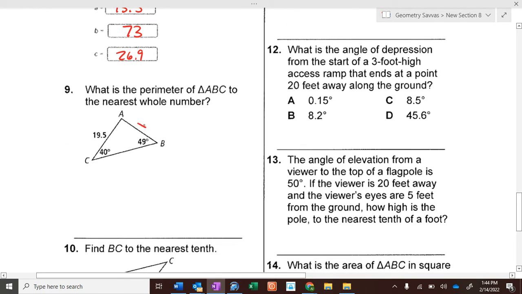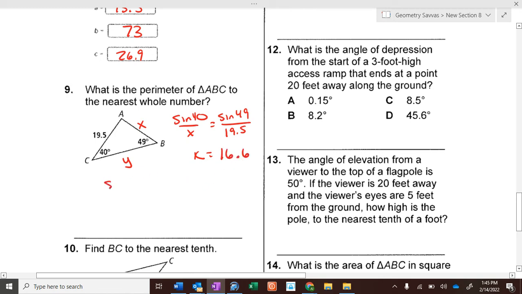Perimeter. A perimeter problem must mean an x and a y, right? So the sine of 40 over x equals the sine of 49 over 19.5. So 19.5 times the sine of 40 divided by the sine of 49. What does x equal? 16.6.